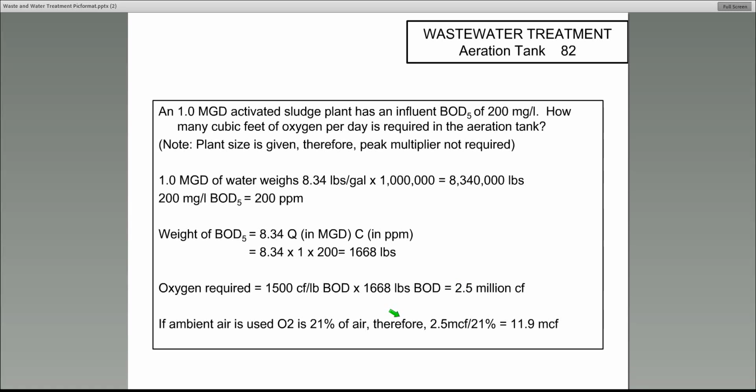Some plants are able to generate almost pure oxygen or close to something better than 21%. But if you're pumping right from the air, then you have to calculate this figure because the air only has 21% oxygen.